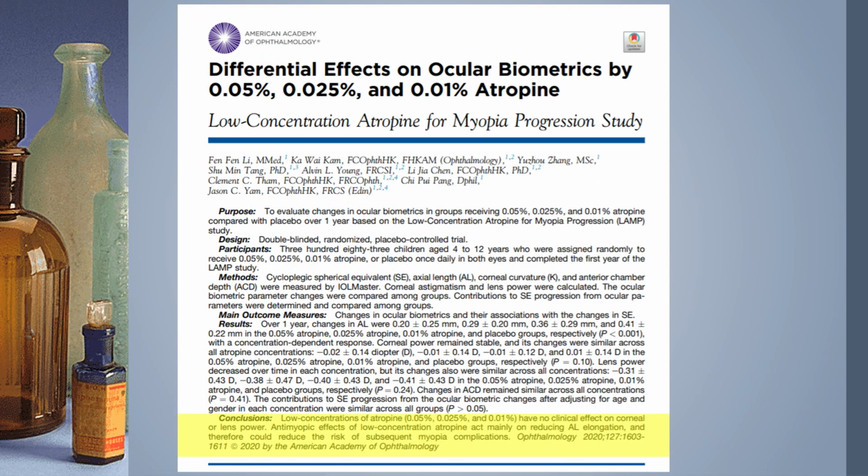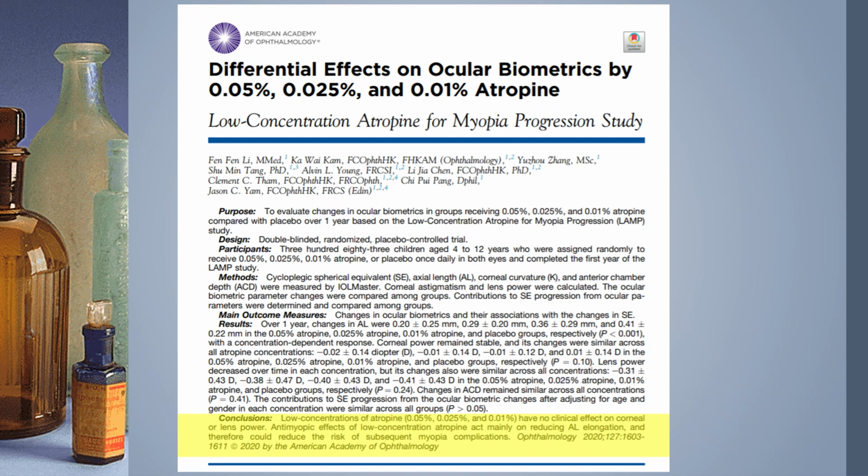to low concentration atropine at any concentration. Now we did talk about in 2023 and 25 about lens thickness, but this was just before that in 2020. They did show that it had absolutely no effect on the lens power, on the corneal curvature, axial length, anterior chamber depth. Only the axial length was affected, and they felt that ocular biometer parameters were comparable among the groups, and they did not feel that astigmatism, lens power, anything was changed.